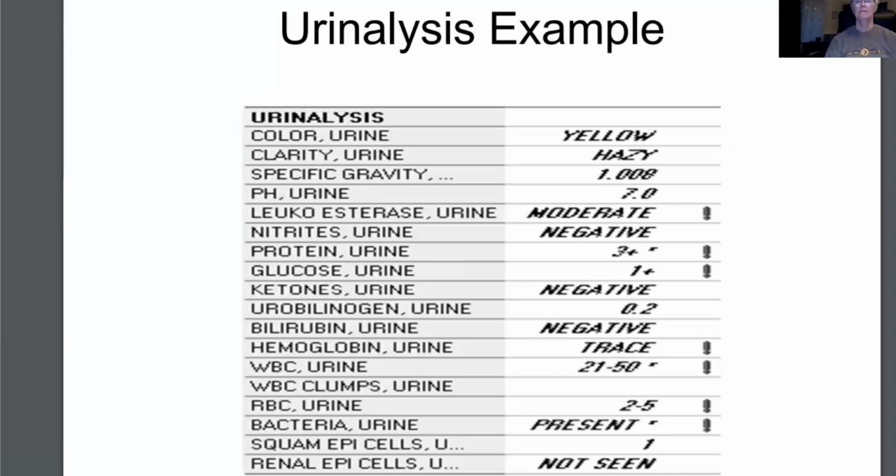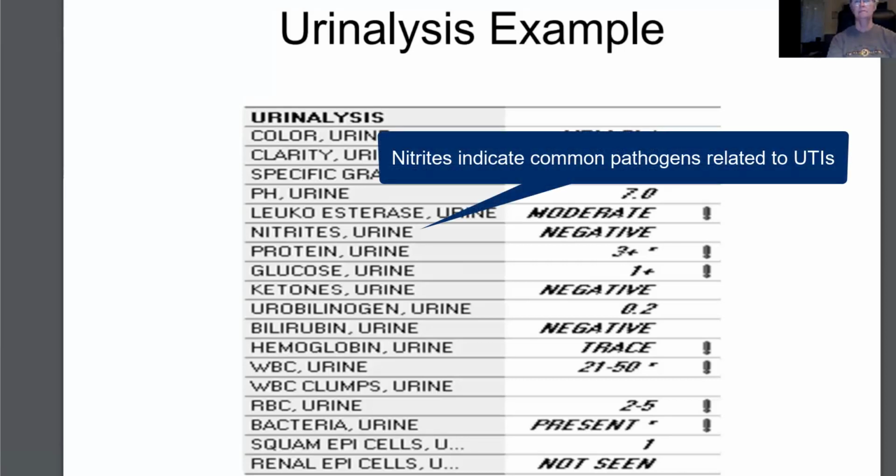If they're high, it looks like this report says moderate. Sometimes it will be a number, sometimes it will be like a 3+, or sometimes it will say low or moderate or high like it does here. And then the nitrites are also important because nitrites are a byproduct that are specific to some of the most common bugs that cause urinary tract infections, like E. coli or other bacteria that cause UTIs.